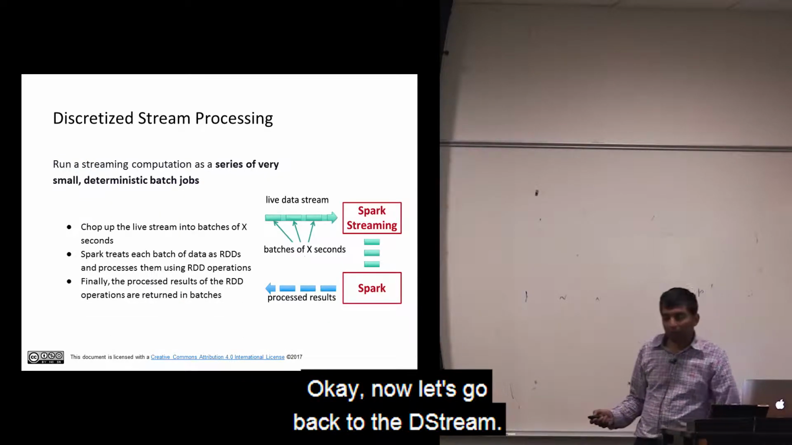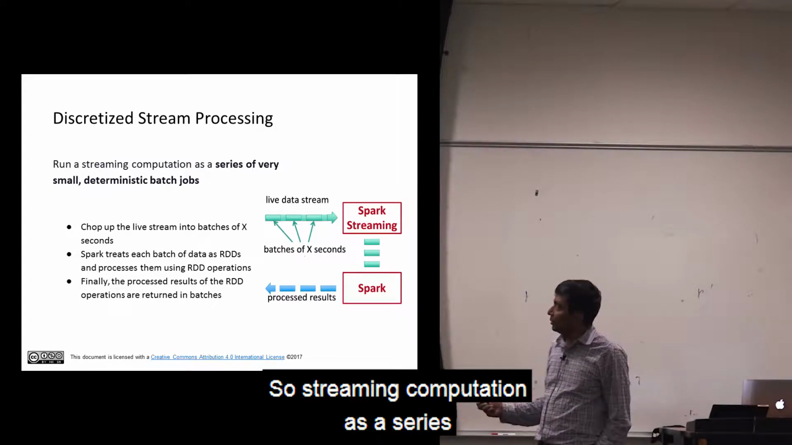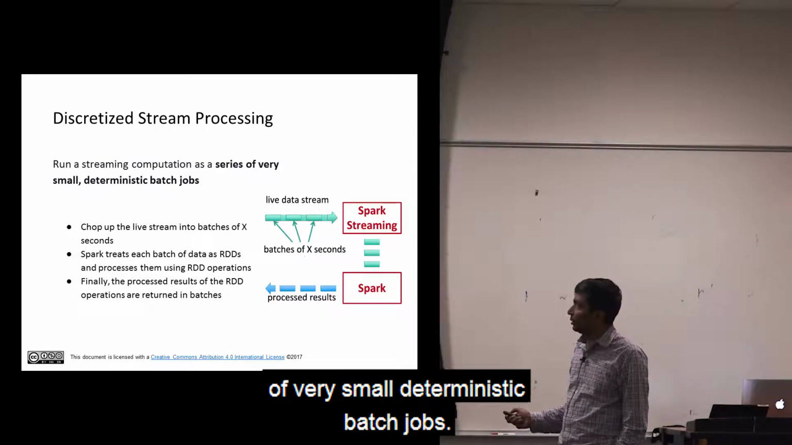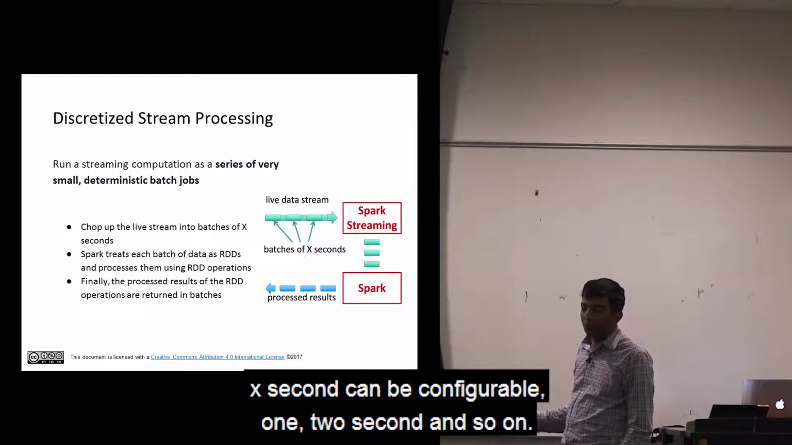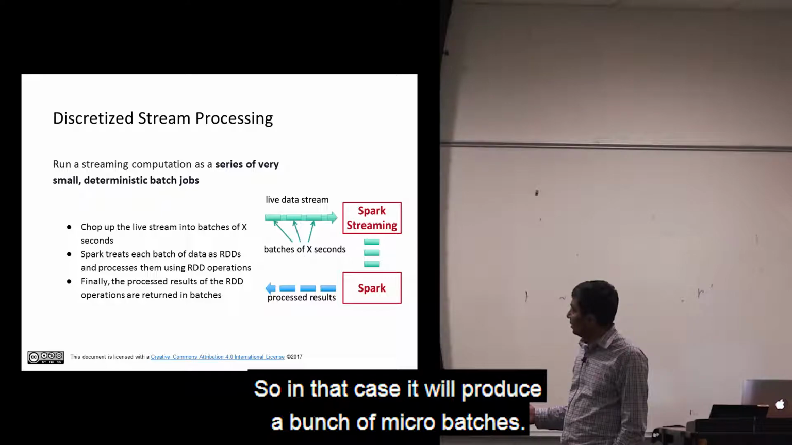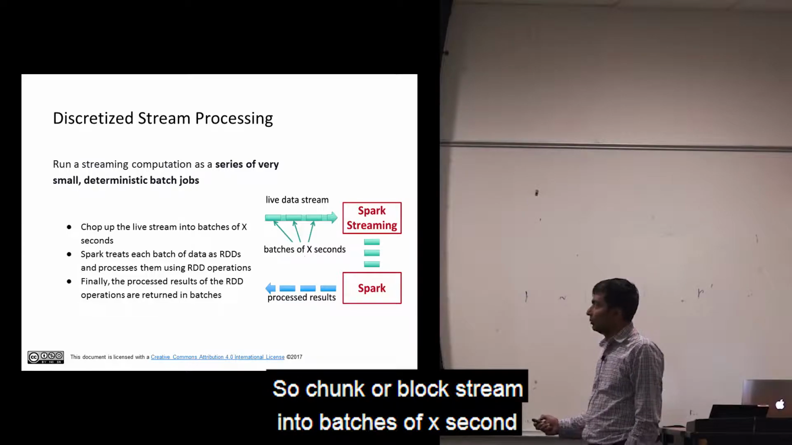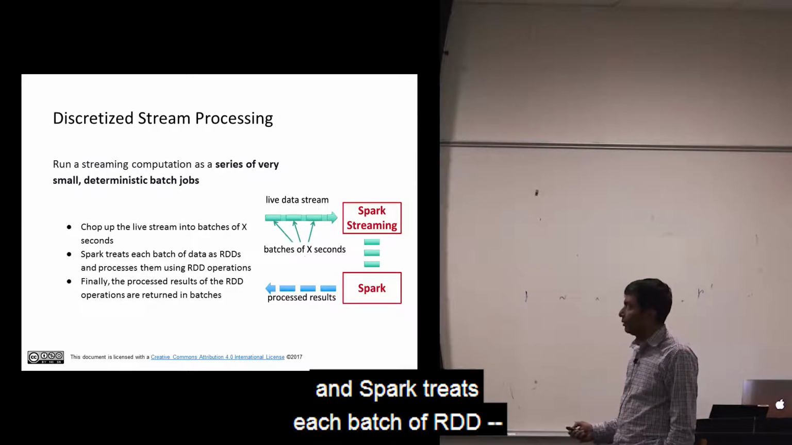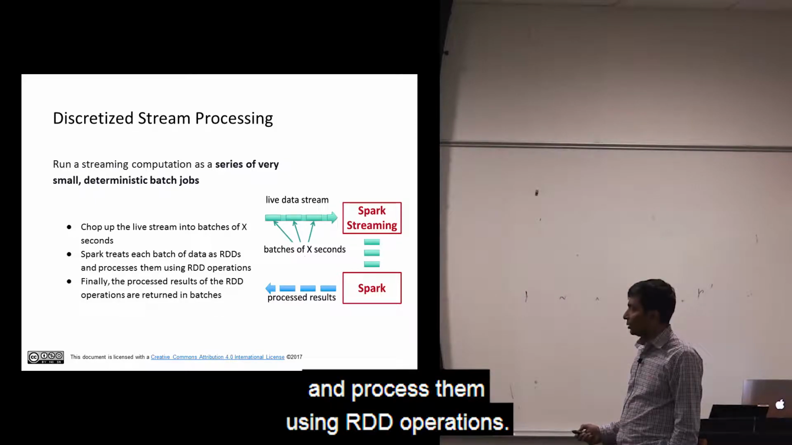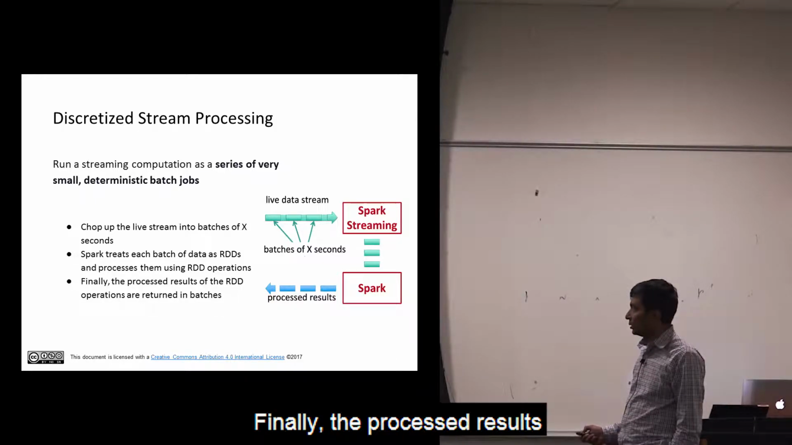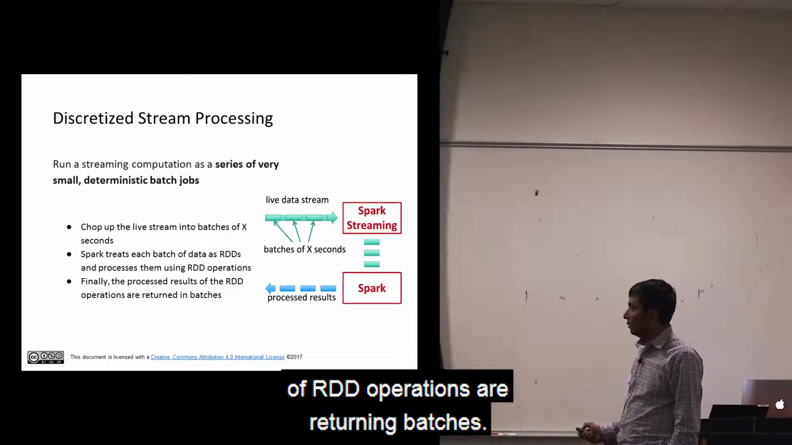Okay, now let's go back to the D stream. We treat streaming computation as a series of very small deterministic batch jobs. Live data streams are coming in, so we batch them every X seconds. X can be configurable, 1 or 2 seconds, and so on. That produces a bunch of micro batches. We chop up the live stream into batches of X seconds. Spark treats each batch of data as an RDD and processes them using RDD operations. Finally, the processed results of the RDD operations are returned in batches.